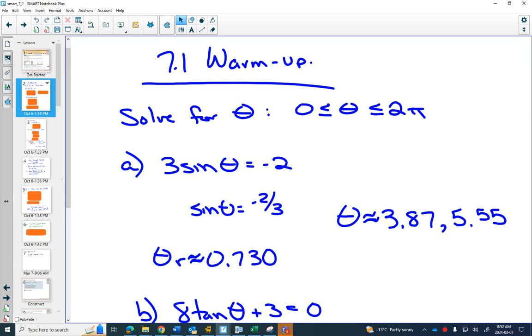I'm going to go into these. So we should have a 3.871. There we go, and it should be 5.553, correct to 3 decimal places.